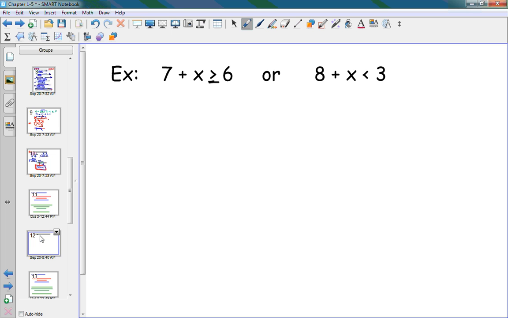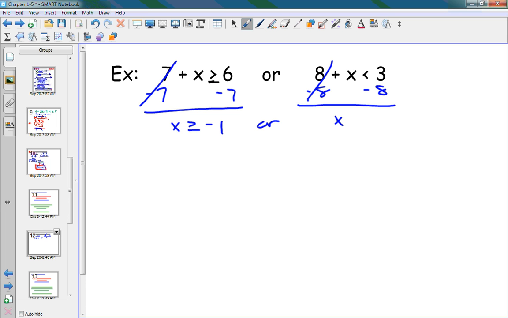Now this is an or. So how do I write this or? Again, solve them each individually. Subtract the 7. X is greater than or equal to -1. Or subtract the 8. X is going to be less than -5.